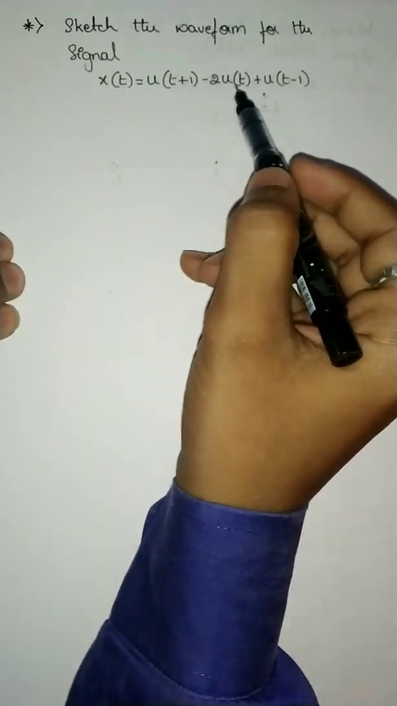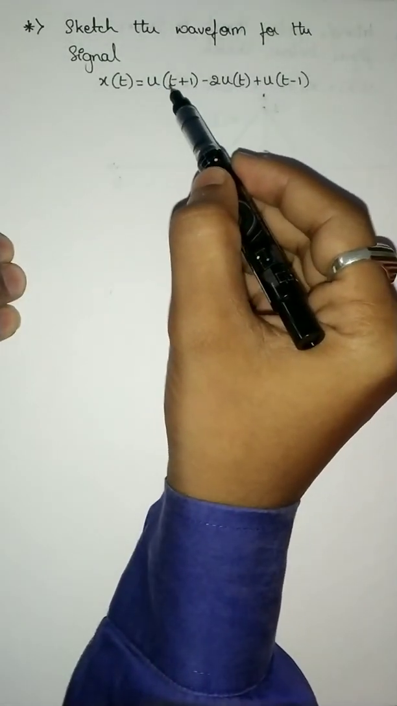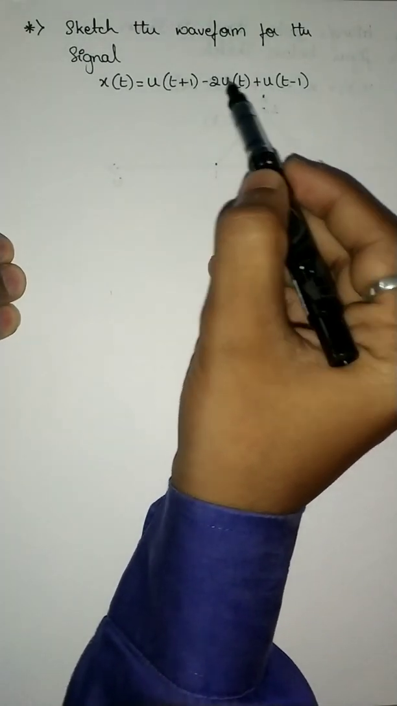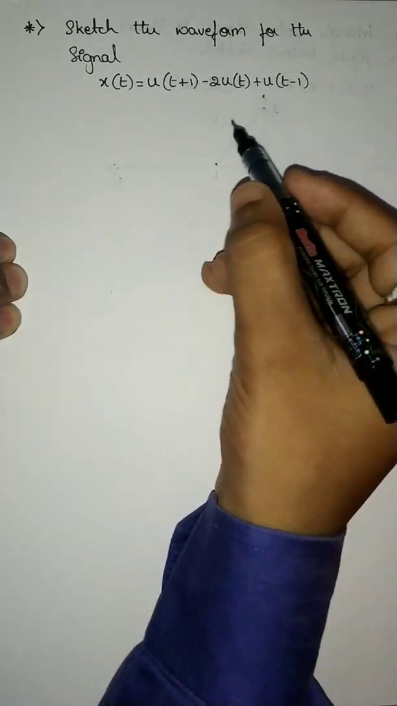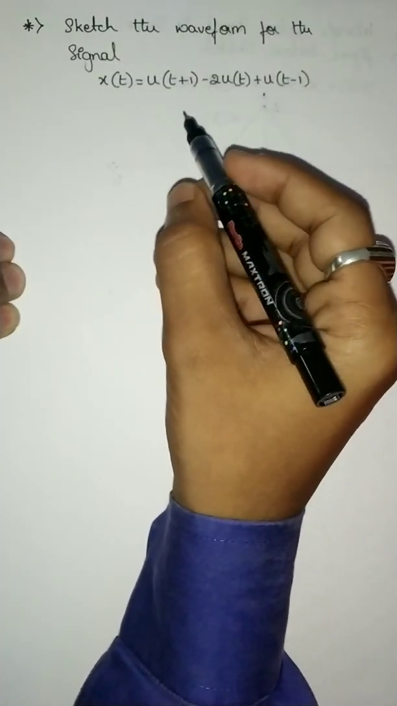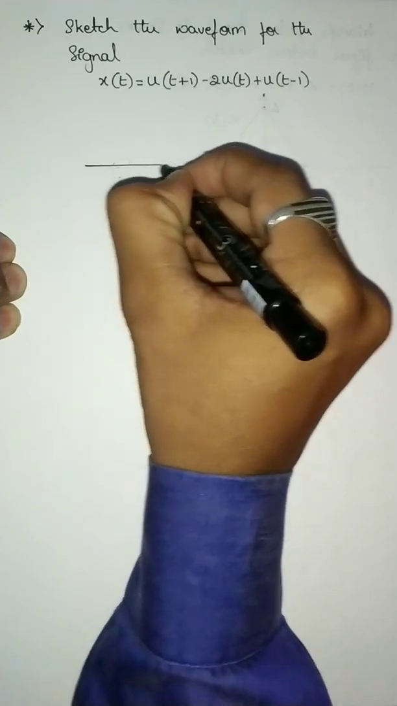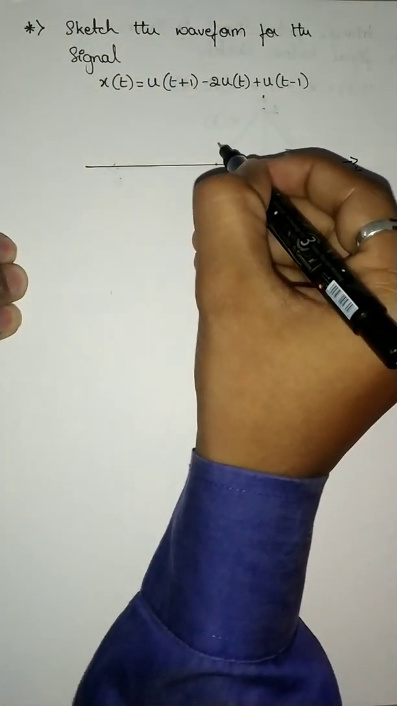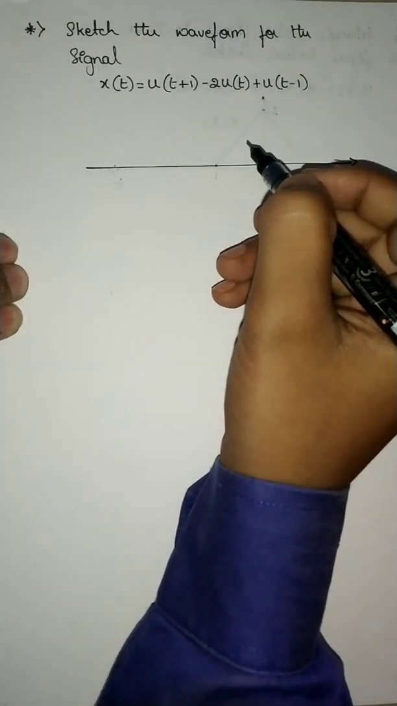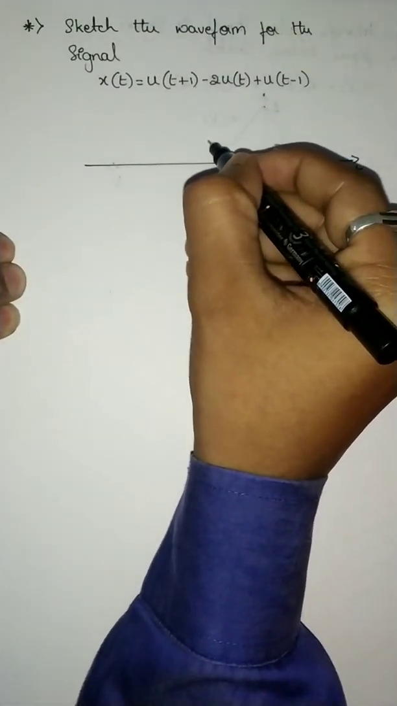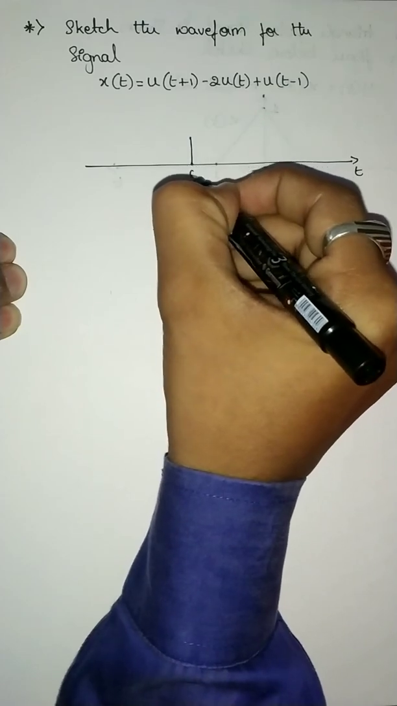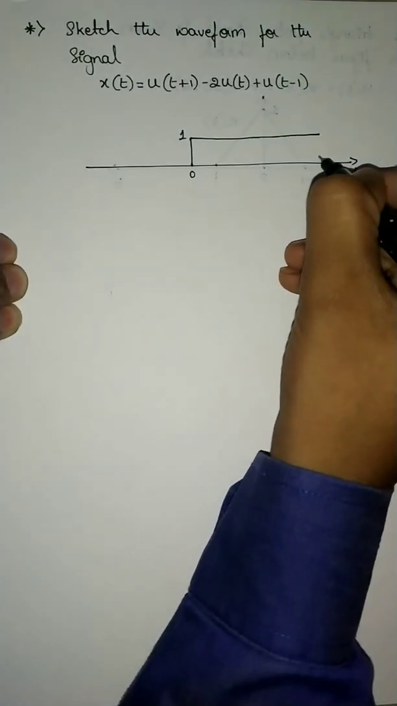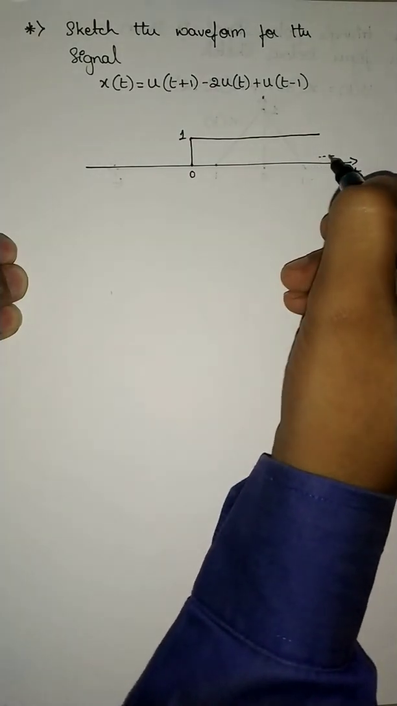All the signals are unit step functions only: u of t plus 1, 2 times u of t, and u of t minus 1. So let us take a basic unit step function u of t to perform the operation. The value of u of t is 1 for t greater than or equal to 0. It starts at 0 and its amplitude is 1 till infinity. It keeps on going.